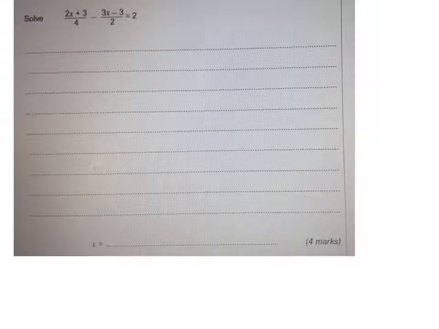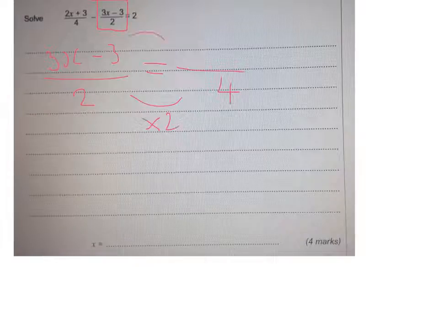Now, some people would be tempted to say we could change them both to out of 8 to get a common denominator. However, if we think about this question, the lowest common multiple that the denominators could be is 4. So the first one's already over 4, so we just need to deal with that second part. So 3x take away 3 all over 2. We want that to become a denominator of 4 by using equivalent fractions. So we just need to multiply both sides by 2.